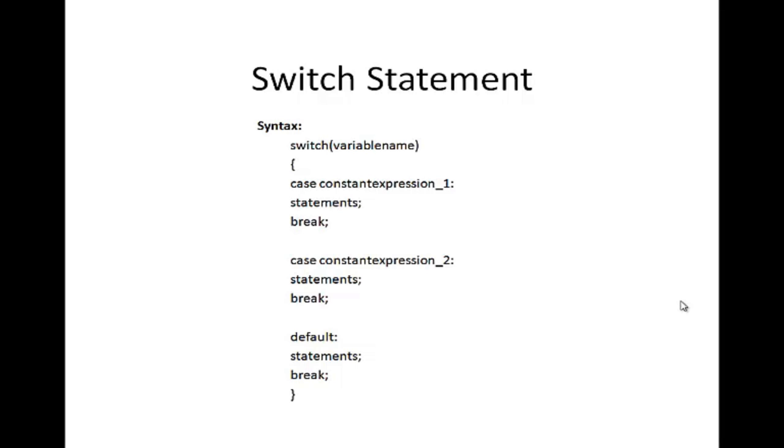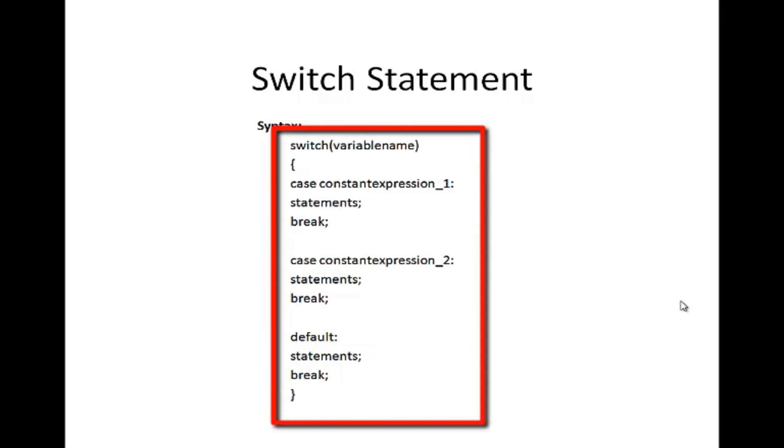In this tutorial, you will learn how to use switch statements in C#. We have already seen the if-else construct. Another conditional statement available in C# is the switch case construct. It is used when you have to evaluate a variable for multiple values. This is the syntax for the switch case construct.